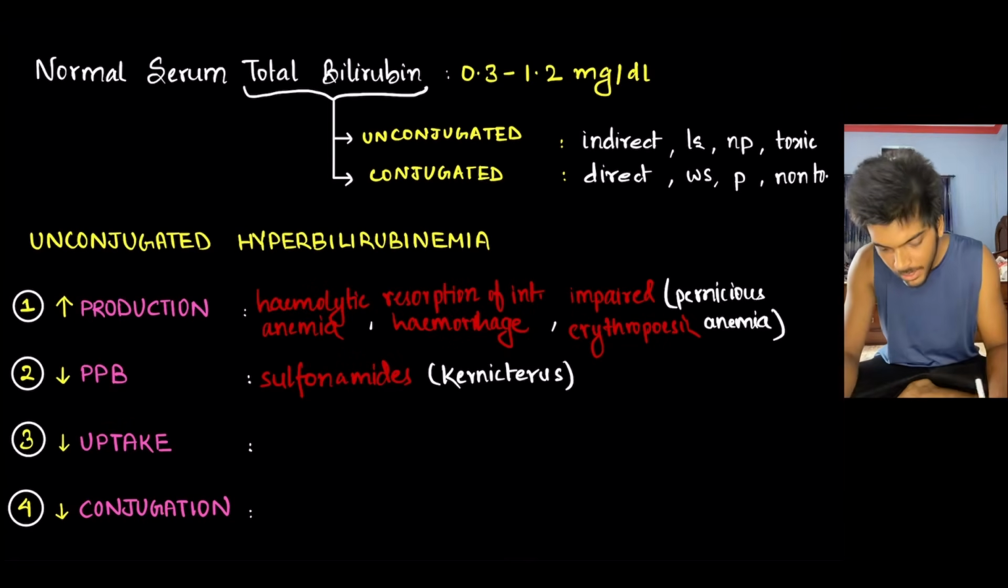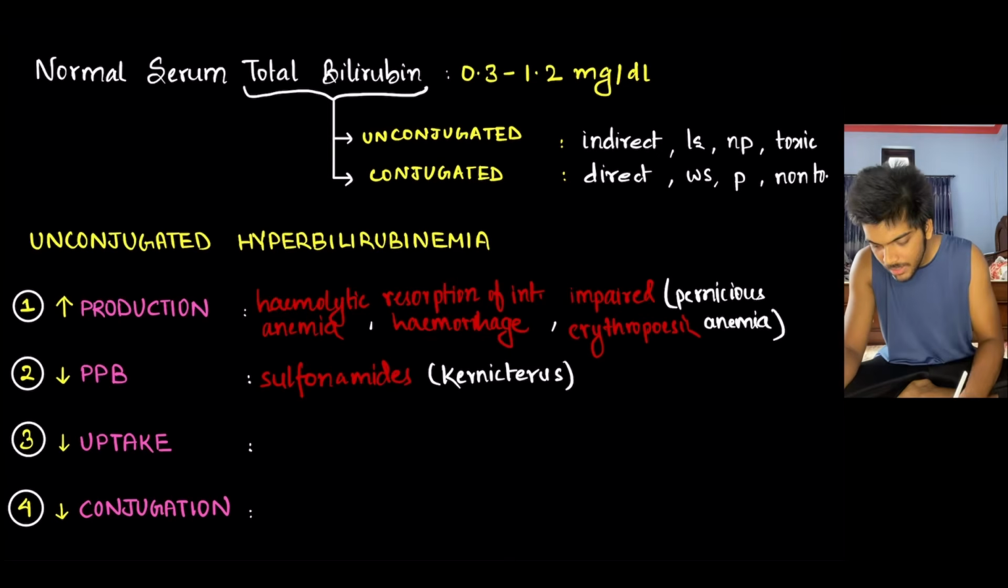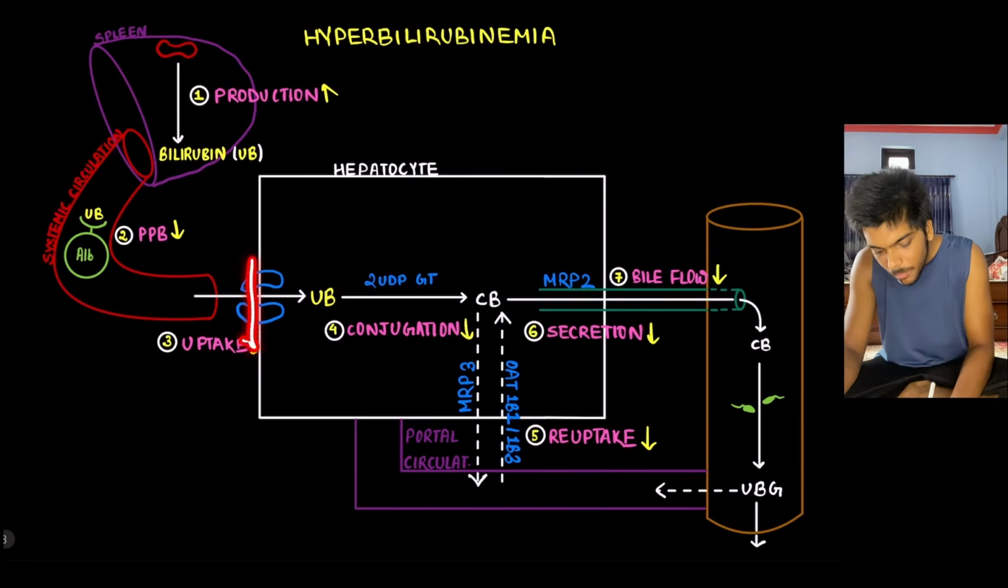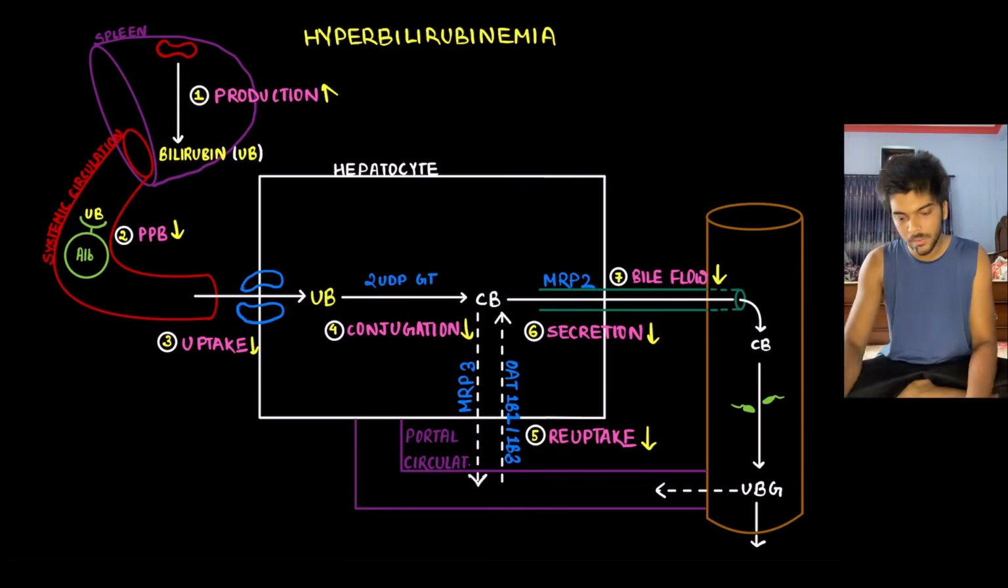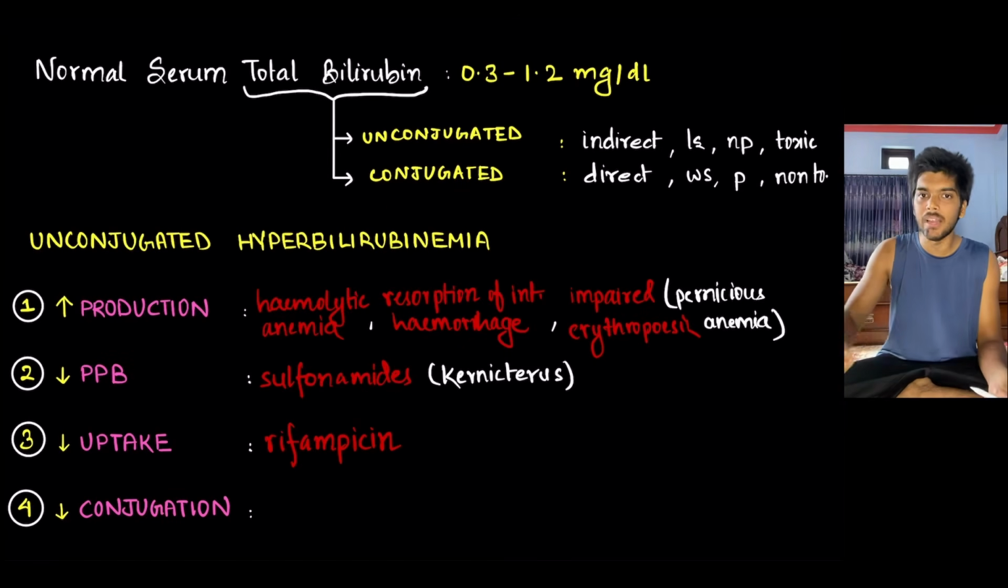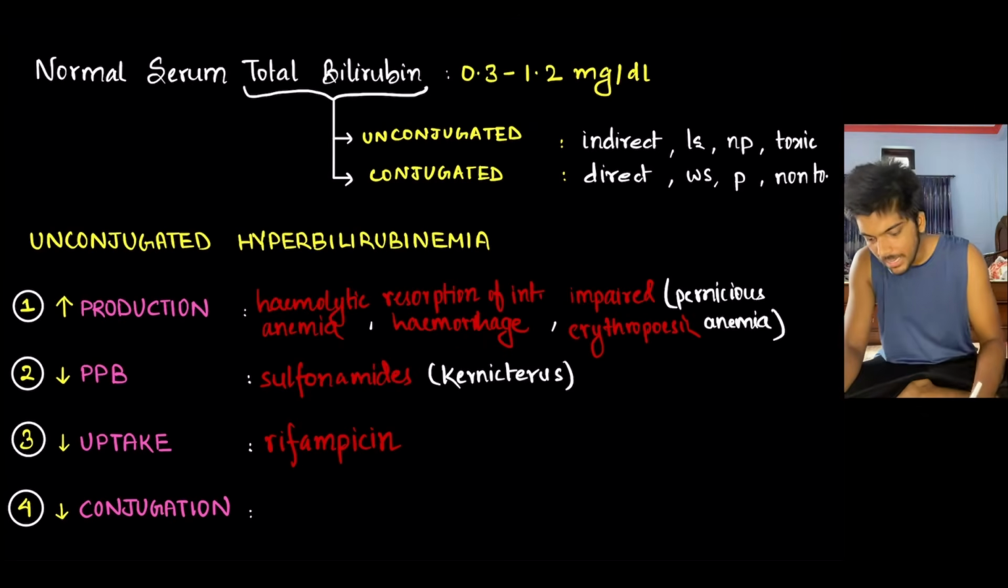All right. Third, reduction in uptake. Another pharmacology, rifampicin drug. Heard of it? Anti-TB drug. Okay. Rifampicin inhibits uptake. As a result, unconjugated bilirubin is not taken up by the hepatocyte. That is why mild hyperbilirubinemia is seen in TB patients going through anti-TB therapy or DOTS.